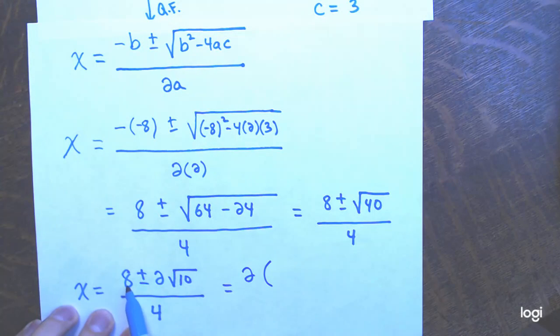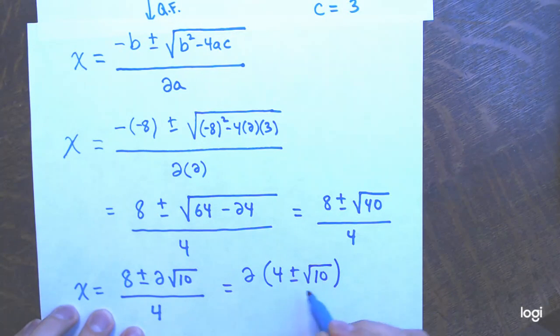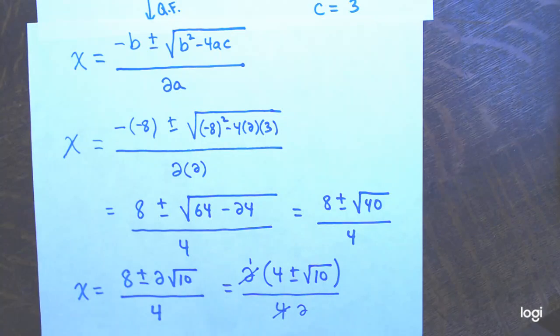And if I do, you have a remaining 2 times 4 is 8, plus or minus, and then this is 2 times the square root of 10 left over. So I have 4 plus or minus the square root of 10 in parentheses after removing a factor of 2, divided by 4. And then 2 goes into 2 once, 2 goes into 4 twice. You'd have a factor of 2 left over in the denominator.